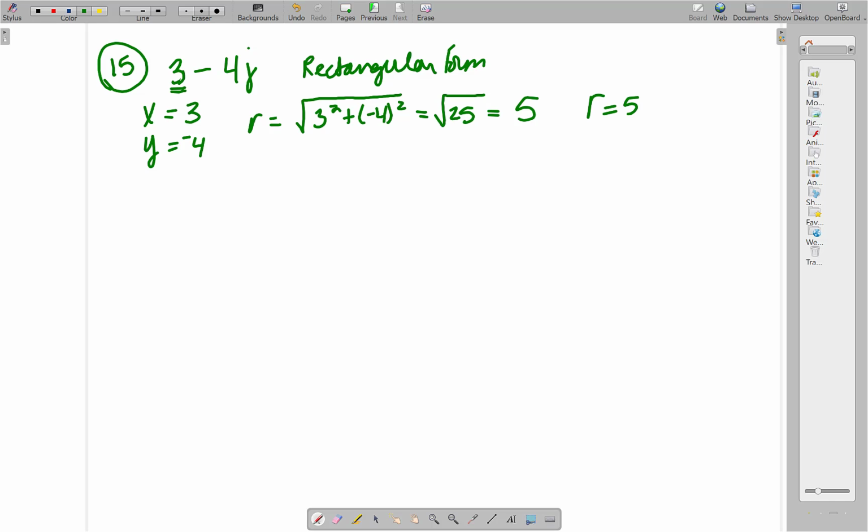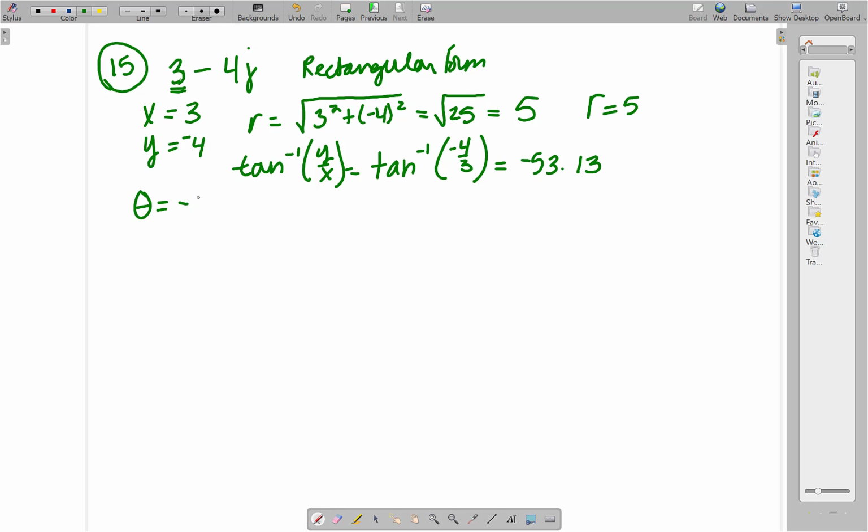Okay. Now we take the inverse tan of y over x, which equals inverse tan of negative 4 over 3, and that's going to equal negative 53.13. For some reason, the way your book lists the answer, we need to find out what angle that is. We have theta equal to negative 53.13 degrees.